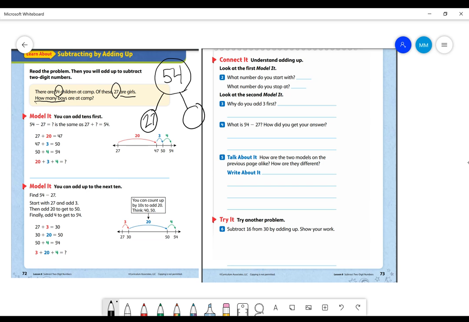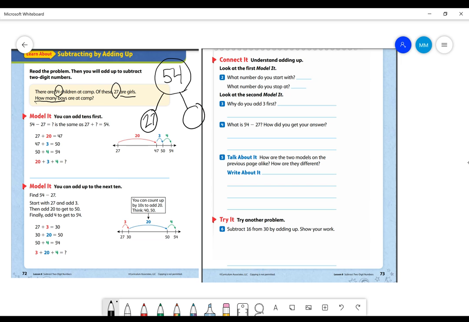We can start with 27 and count on until we get to 54. When we count on, we find that missing part. So when we find this missing part in our addition sentence, it is also going to be the part that is left in our subtraction problem. So let's look at what it did with our open number line. So we started at 27 because 27 is the part that we know, and we know that our whole is going to be 54.